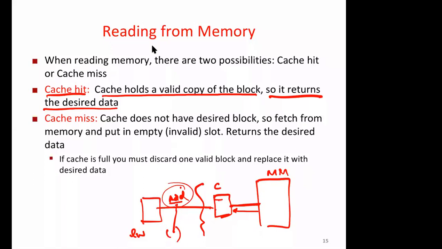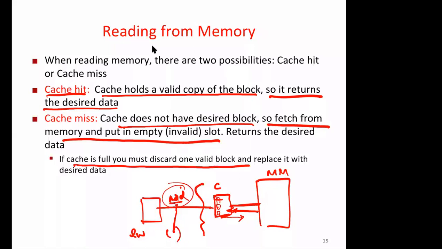So if there's a cache miss, then the block is brought from main memory. It means the cache doesn't have the desired block, so fetch it from memory and put it into an empty slot. If there's no empty block available here, then remove one block and bring that block in from main memory. So if the cache is full, you must discard one valid block and replace it with the desired data. All right. Any question?